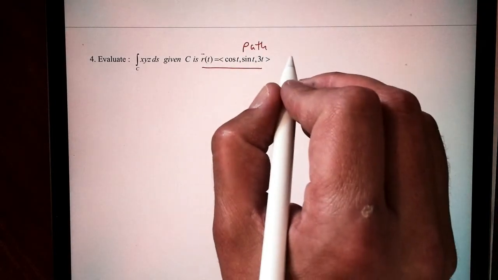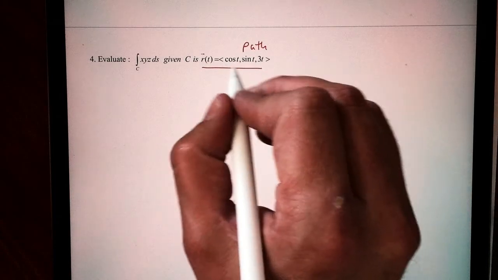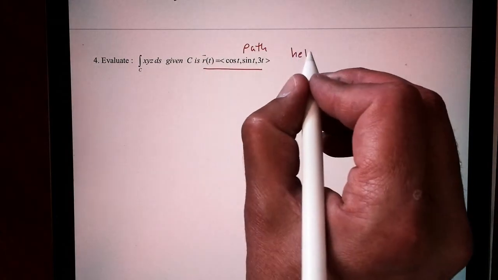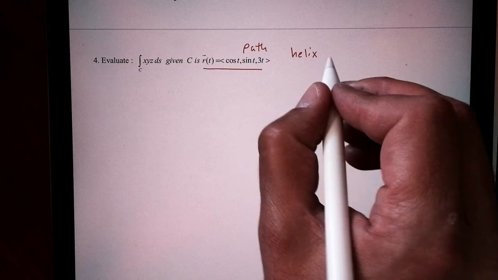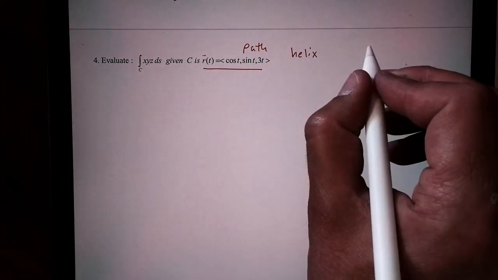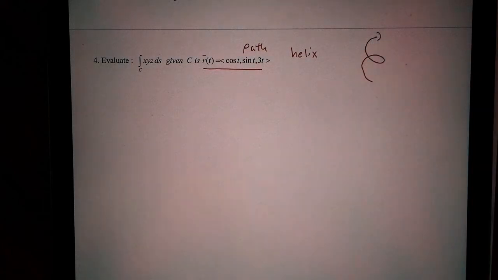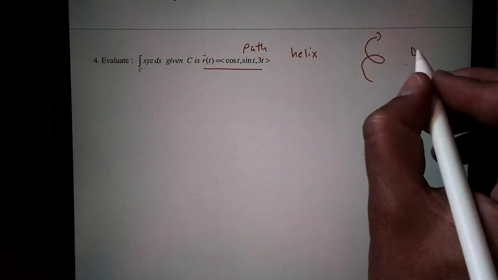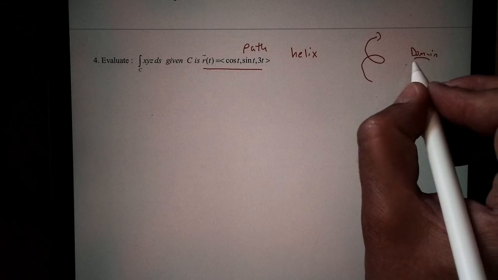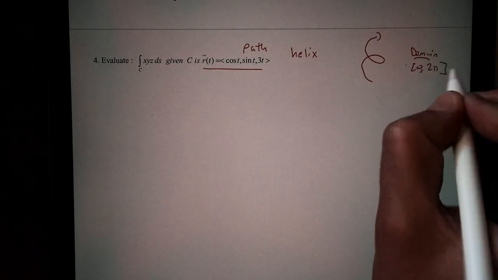Now if we recognize this, we should recognize this equation. This is our helix from earlier this year. This is our path. And remember, our helix looks like a spiral, and it has a domain, for the most part, between 0 and 2 pi.